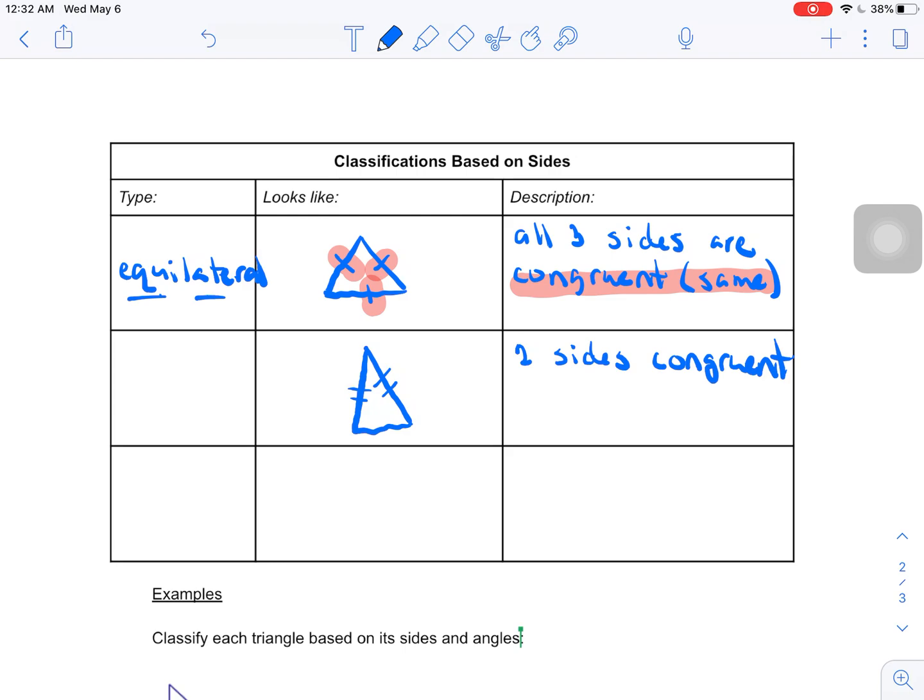You have 2 sides congruent. That is an isosceles triangle. This is kind of a fun fact, speaking of stems or root meanings of words. A lot of people don't know this, but it's actually helpful to know in math. Iso is actually a stem that means 2.